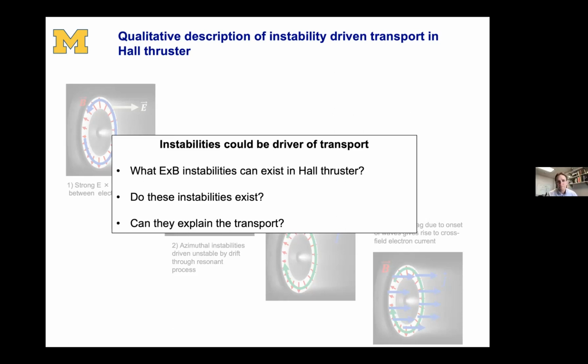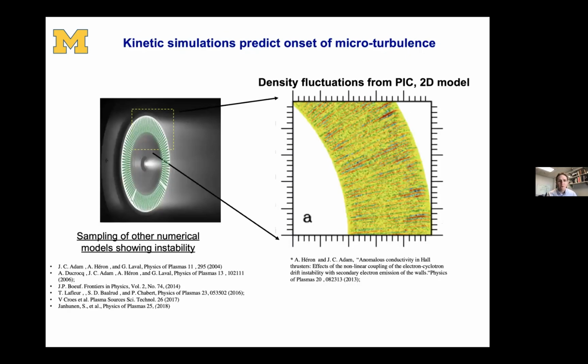Okay. So with that physical description in mind, let me turn to these questions related to the instability: what types of modes can actually be driven in a Hall thruster, what's actually resonant with those plasma conditions. Then the all-important question, even if we expect those to exist from a theoretical perspective, do they exist? And finally, the most critical one from an experimental perspective is, can they in fact explain the transport, even if they do exist?